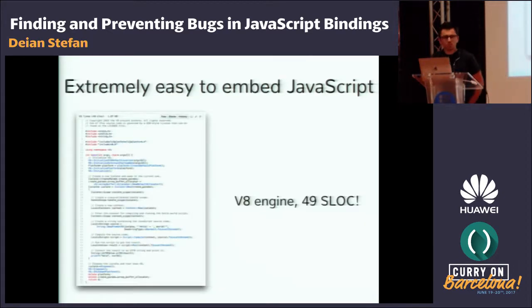But it's also pretty cool, and one of the reasons it's cool is because it's super easy to run JavaScript on all these platforms and devices. So here, I hope you can't read the code, but I hope you trust when I say it's 62 lines, but actually 49 SLOCs. So in 49 lines, you can use V8, Google's V8 JavaScript engine, and you can now have your application run JavaScript as well.